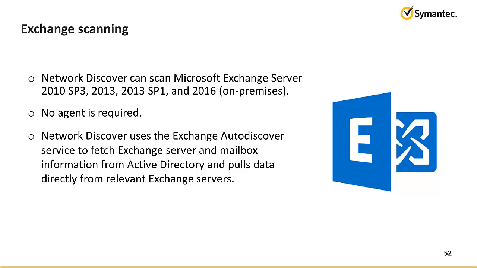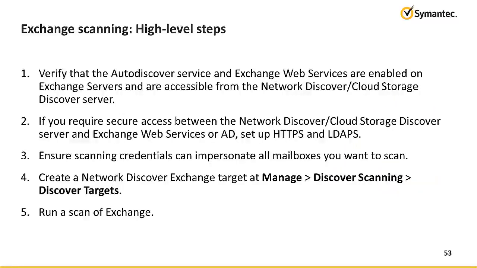The Exchange Auto-Discover service is used to fetch Exchange Server and mailbox information directly from Active Directory. It then pulls data directly from the relevant Exchange servers for analysis, using the Simple Object Access Protocol, or SOAP. Network Discover locates a range of exposed confidential data on Exchange servers, including email messages, calendar items, contacts, journals, and flagged items. At a high level, the steps for scanning Exchange are as follows.